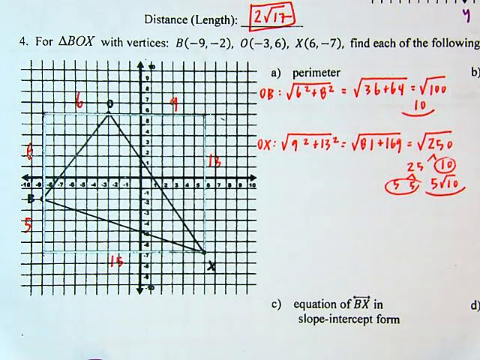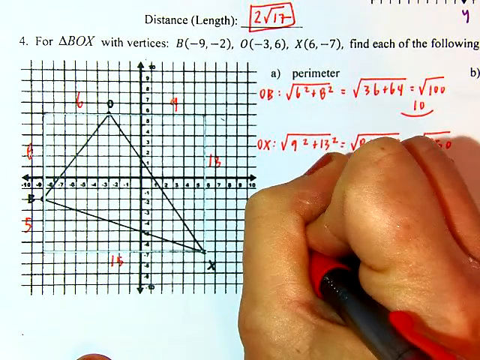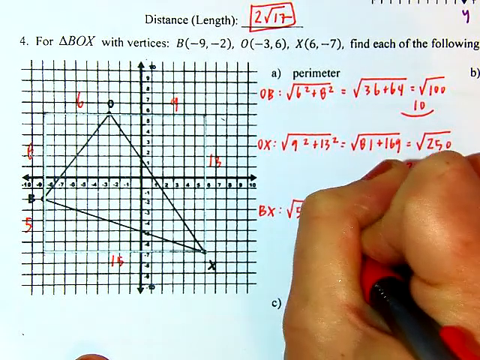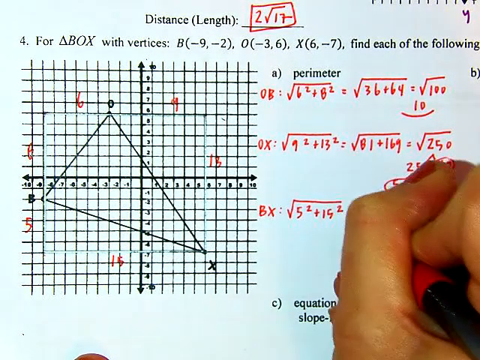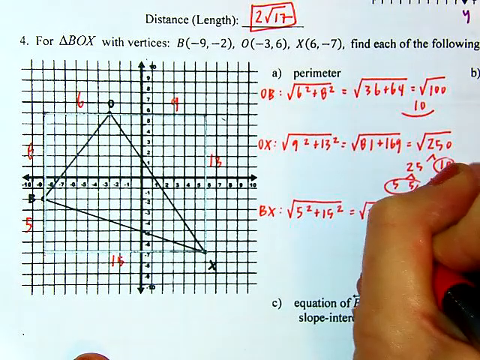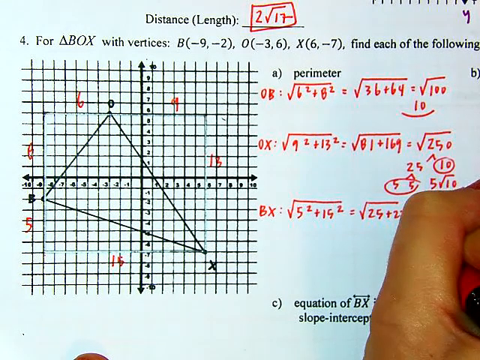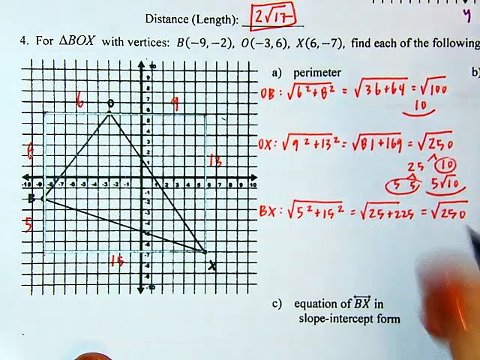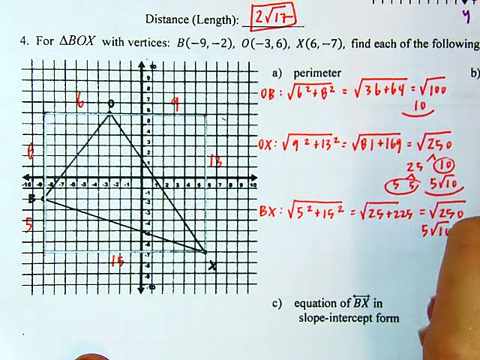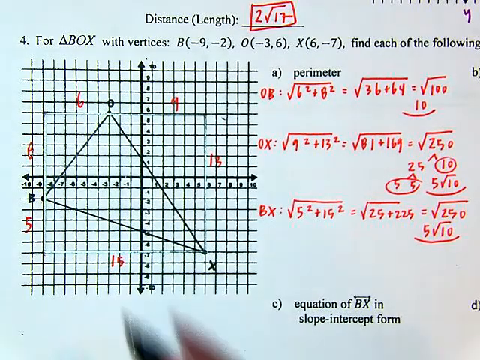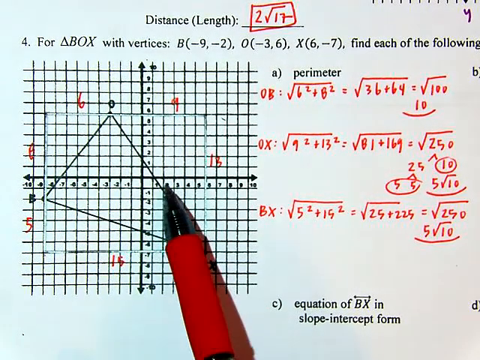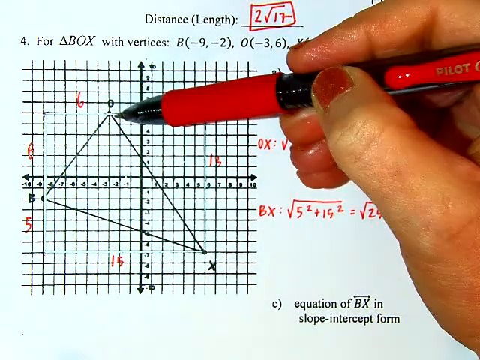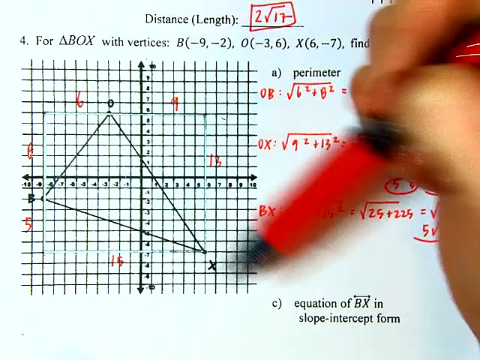Okay, next I want BX. So square root, 5 squared plus 15 squared. So 25 plus 225. So 250, square root of 250, I already solved for that. So I get 5 root 10 again. So my sides are 10, 5 root 10, 5 root 10. So I see that this triangle is actually an isosceles triangle because these two sides are exactly the same.